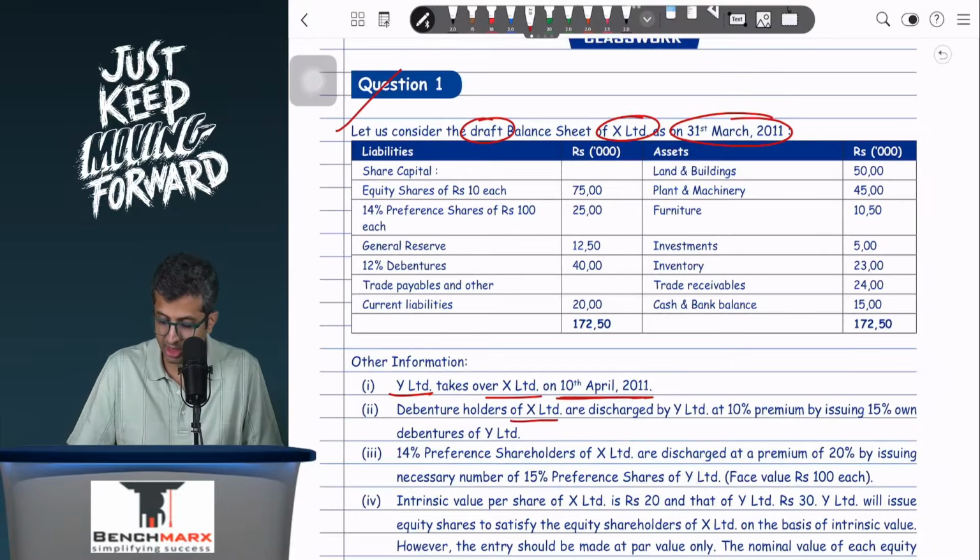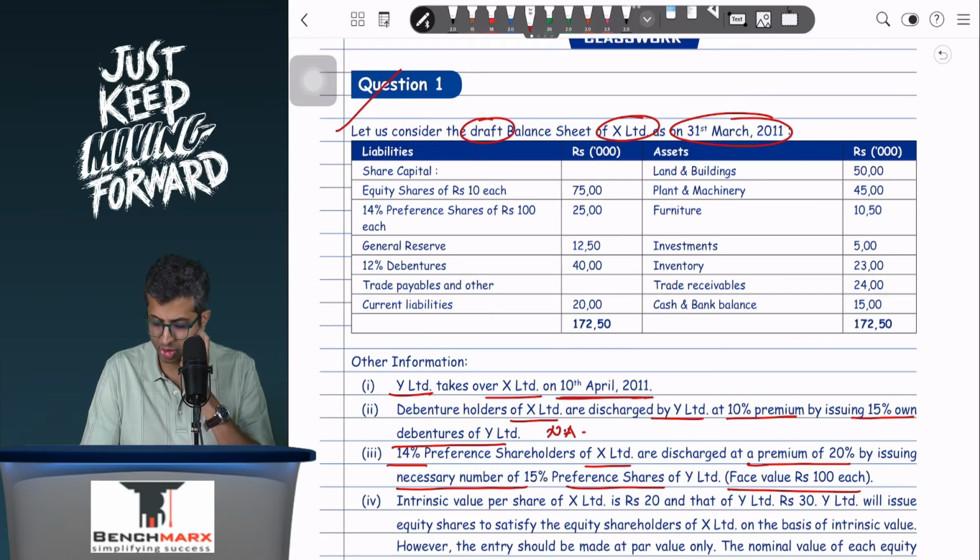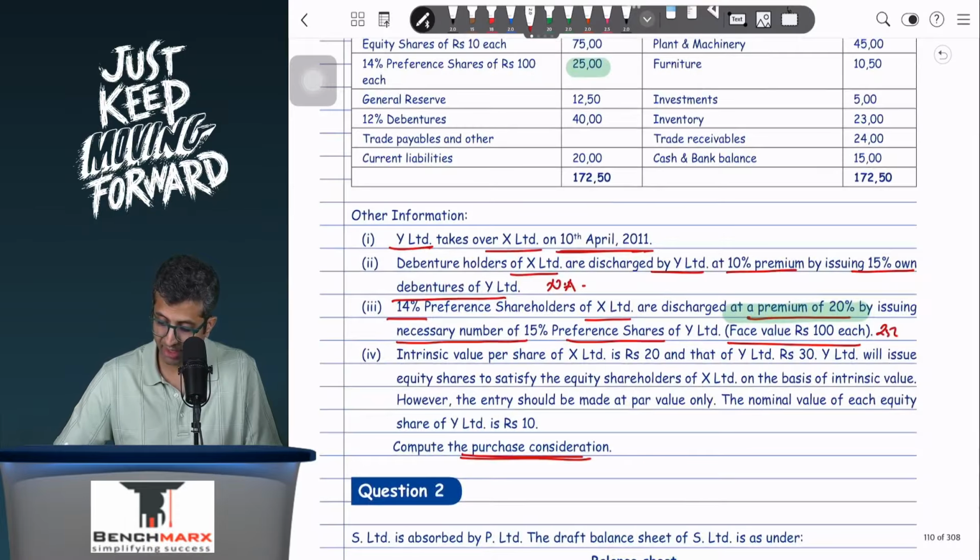Debenture holders of X are discharged by Y at a 10% premium by issuing 15% own shares of Y. This is a part of net assets taken over, not a part of PC. 14% preference shares of X are discharged at a premium of 20% by issuing the necessary number of 15% preference shares of Y. So for this, you are going to pay 20% more. So 2,500 plus 20%, this will come to 3,000, and this will be a part of PC.